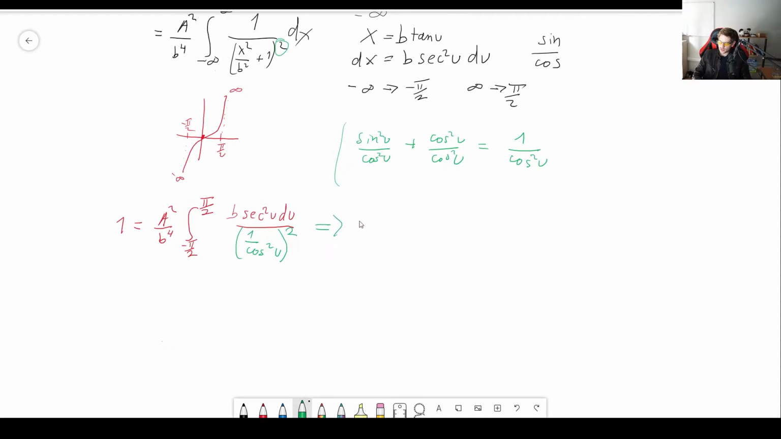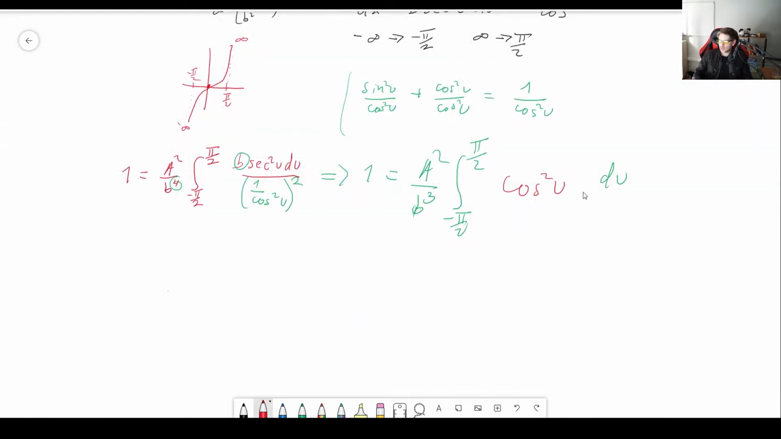Okay, so let's simplify this a little bit. We get 1 is equal to a squared over b cubed times the integral from minus pi over 2 to pi over 2. I simplified this b with this, right? That's why we have b cubed. Then we get secant, but what is the secant? The secant is 1 over cosine squared of u. And this is divided by 1 over cosine squared, squared. So we're basically multiplying by cosine to the 4th power, du. So we end up with cosine squared of u. So we have to solve the integral for cosine squared of u.